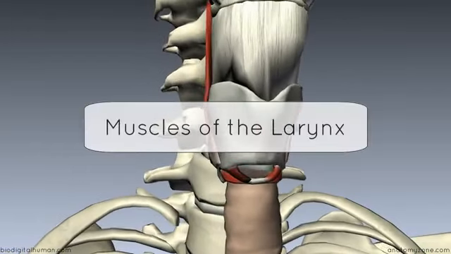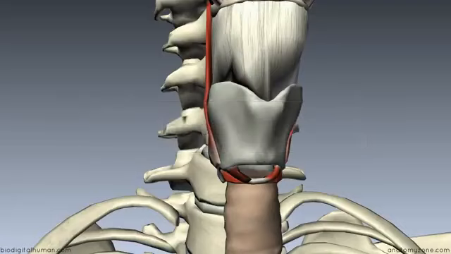Okay, so the first muscle I'm going to talk about is the cricothyroid muscle. So the cricoid has two muscles which attach to it, the first of which is the cricothyroid, and you've also got the cricoarytenoid muscles, which I'll come on to next.